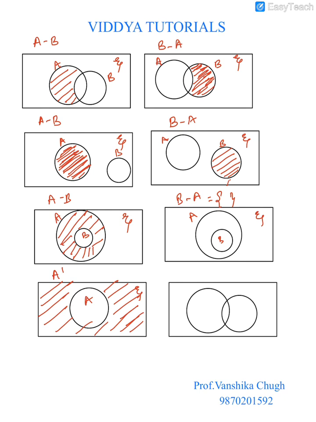And in case of overlapping sets, if I have to show my B dash, that is my B complement, so I will shade all the portion of my universal set apart from B. This is how a complement is shown in case of overlapping sets.